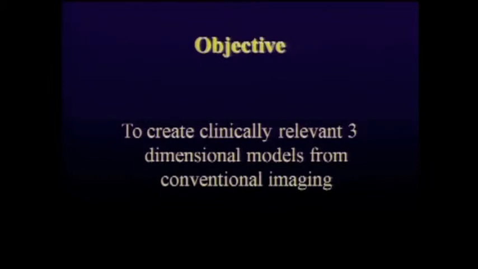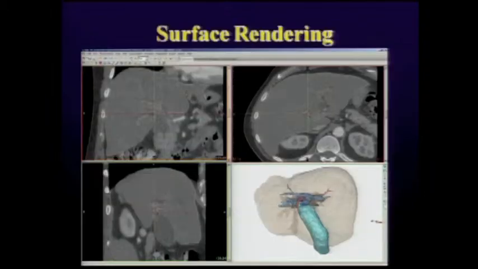Objective, as stated earlier, is to create clinically relevant three-dimensional models from conventional imaging. In the technique, the first step is to take conventional images. In these scans, we've taken a CAT scan, and basically the isodense areas in scans are marked out as surface rendering. This is actually done manually in the first step, and you can see on the bottom corner there's a surface rendering of the organ in question.